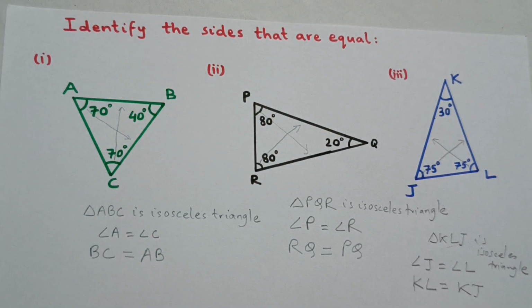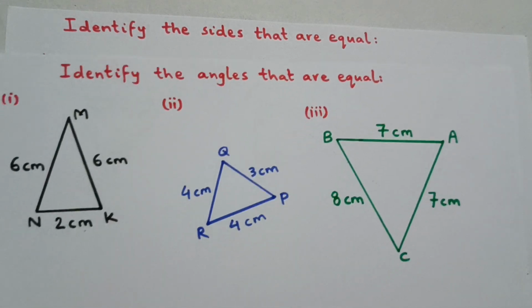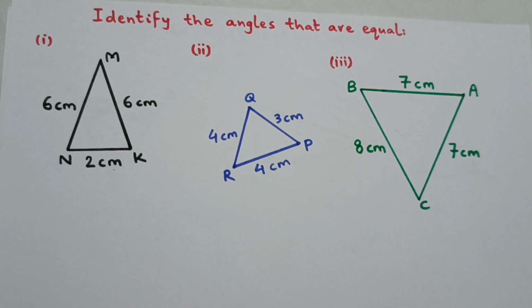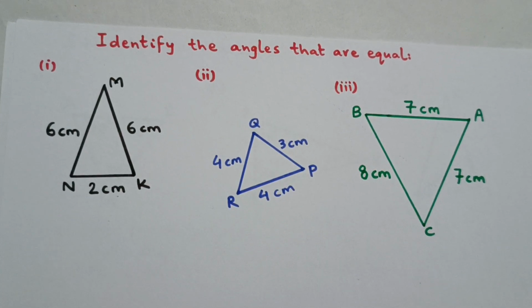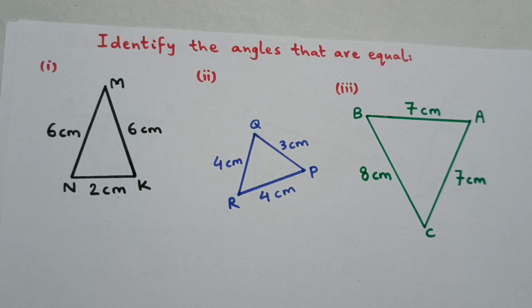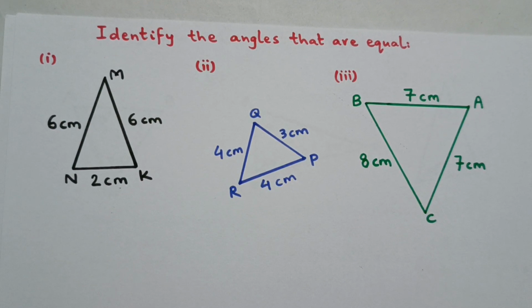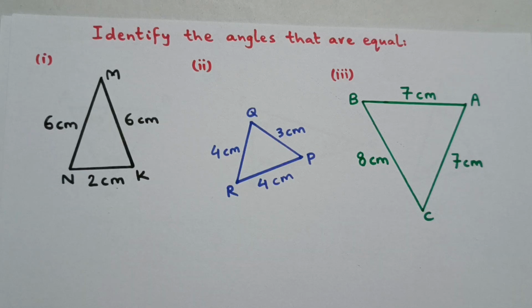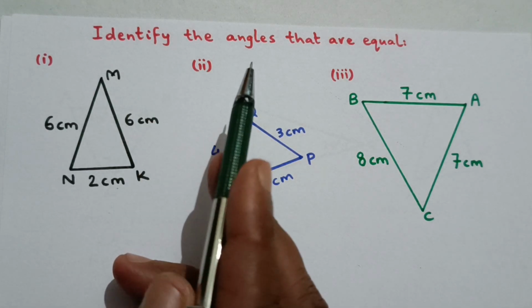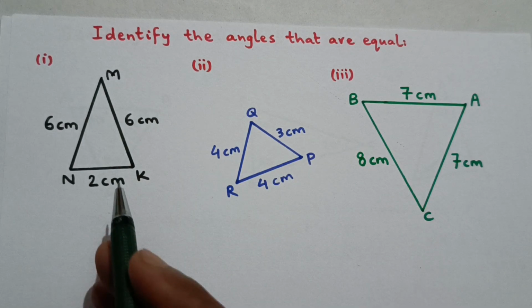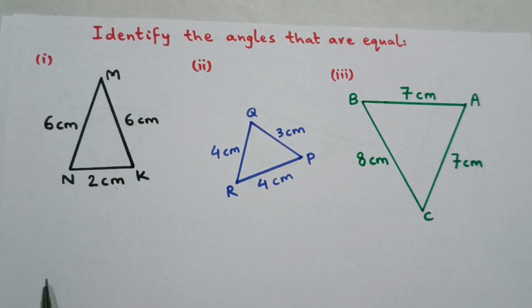Now let us do the second question set. In the second question set, we are going to identify the angles that are equal to each other in an isosceles triangle. So let us solve this question set. Here we have to identify the angles that are equal to each other. So let us look at question number 1.